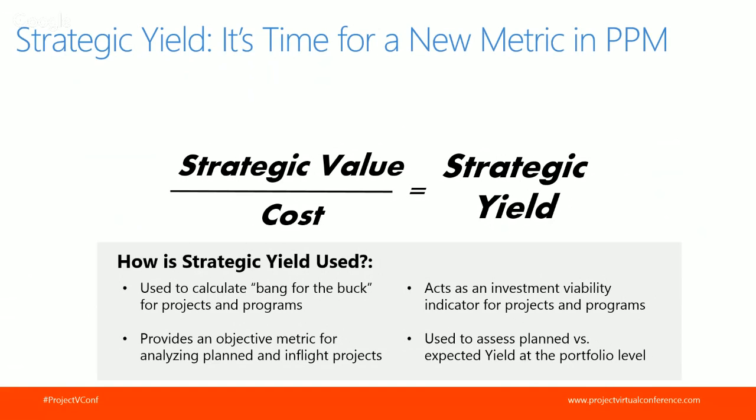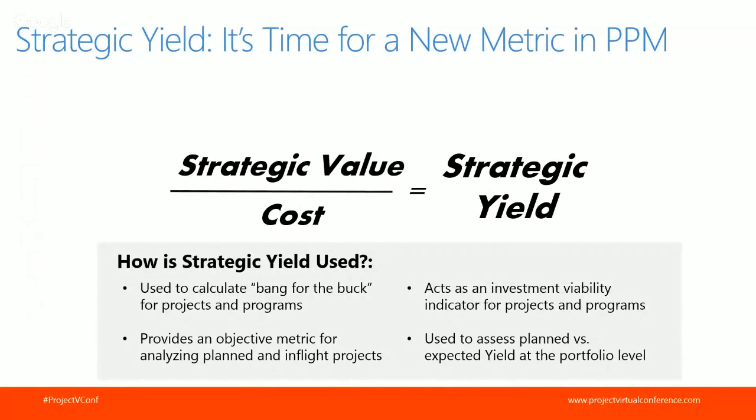The next way, and something that's frustrated me for years, is that many organizations will use things like yield or value in the upfront annual planning exercise, but then forget about it in terms of the ongoing evaluation of their in-flight project and program portfolios. Strategic yield acts as a kind of investment viability indicator and can be used to assess both in-flight and pending investments at the same time. If the cost of a project increases and value stays the same, yield automatically decreases and acts as an early warning indicator from an investment viability point of view.